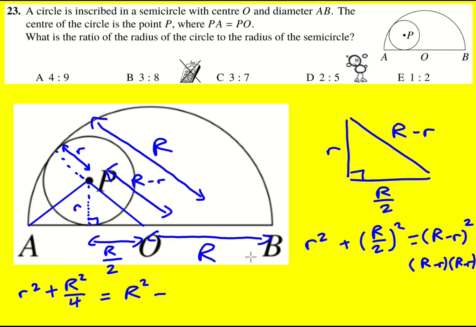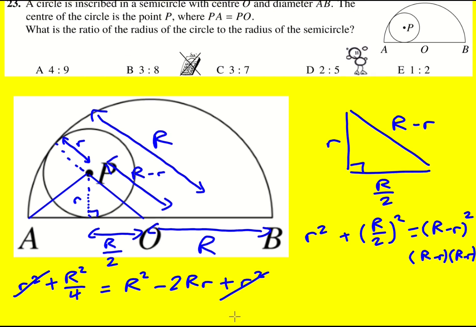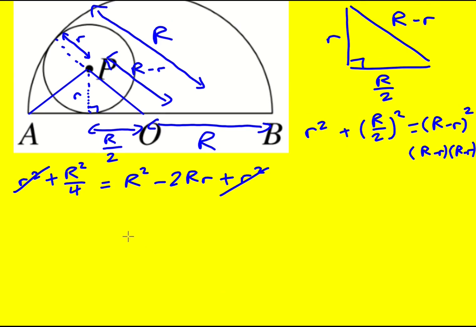So I'm going to get R squared. I'm going to get a minus R and then another one, so it's going to be minus capital R times little r plus r squared. Okay, these cancel. Brilliant. And we can sort of see now we're going to try and get a relationship between capital R and little r. I think I'm going to multiply through by 4. You could do it using fractions, but that's what I'm going to do here.